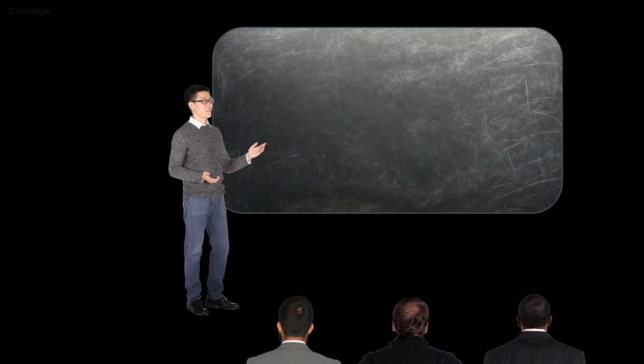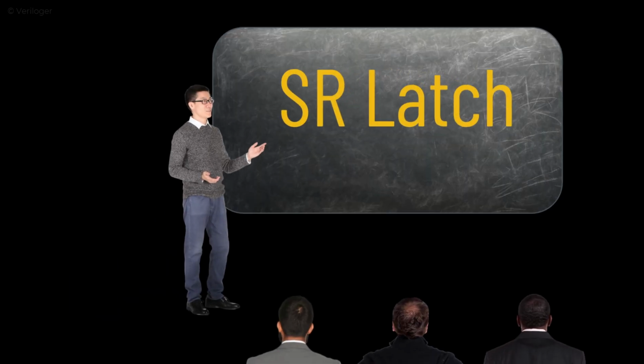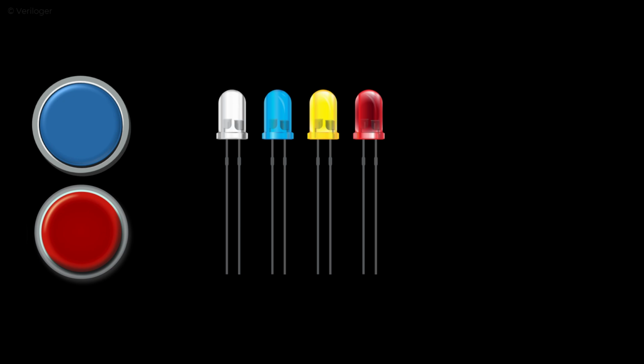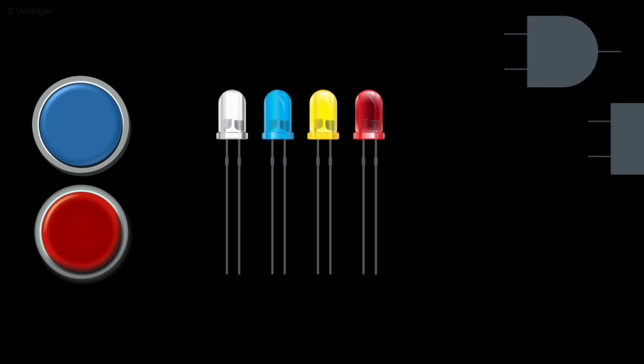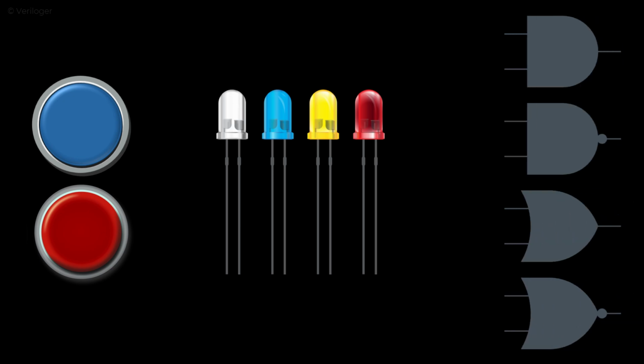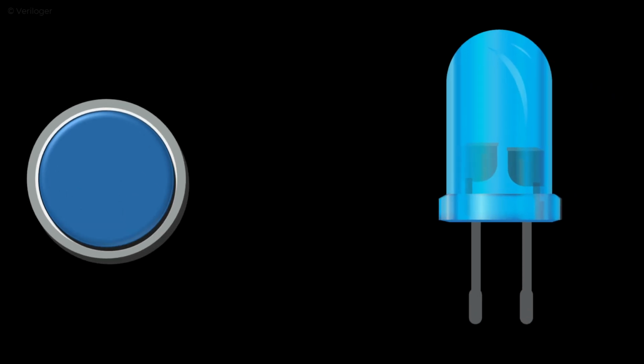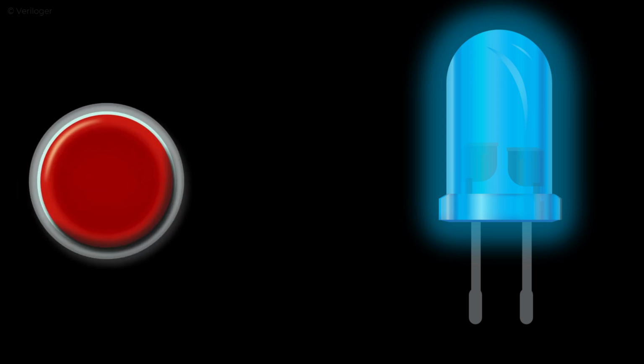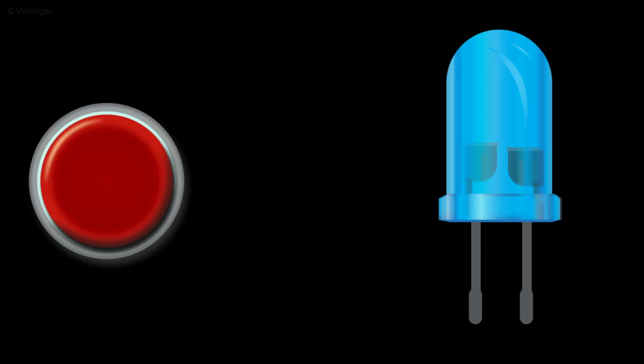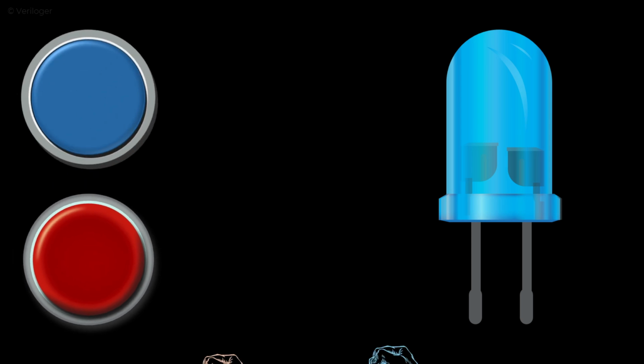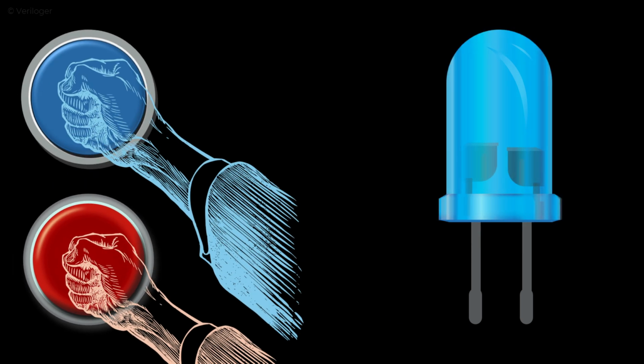At the end of a logic design lecture, a professor challenged his class to make an SR latch. He gave every student two push buttons, a box full of LEDs, and two-input logic gates like AND, NAND, OR, and NOR. He told the students that the first push button will be used to turn on one LED, and the second push button will be used to turn it off. He also told them that they cannot push the two buttons together so that the LED won't burn.